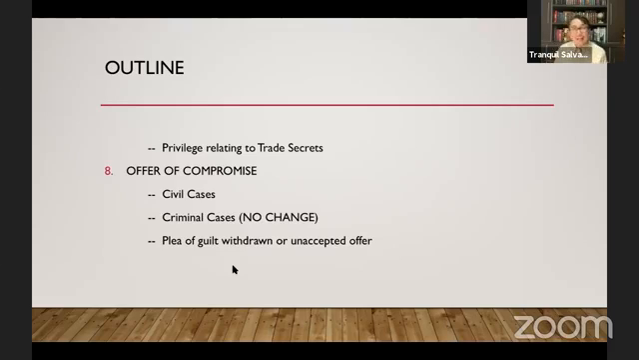Okay, now, I think, wait, this is my last point. Last two points before I give you a break. How about yung criminal cases na bago? Hindi. Remains to be the same. An offer of compromise in a criminal case is an implied admission of liability. Now, there is no change. Here, there is a change. Offer of compromise, when there is a plea of guilt withdrawn or an accepted offer. So there is an amendment on that point.